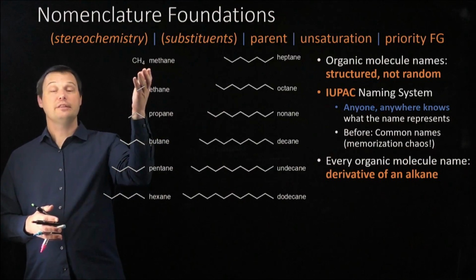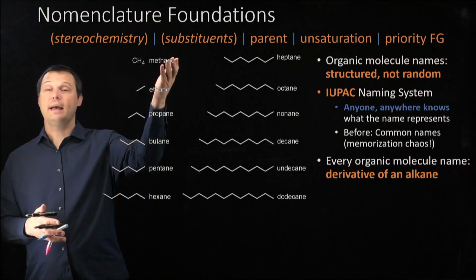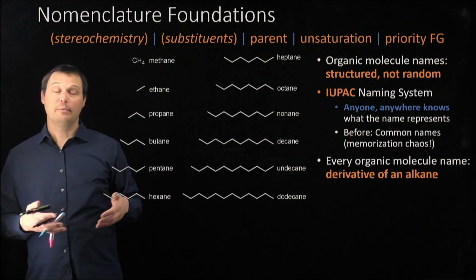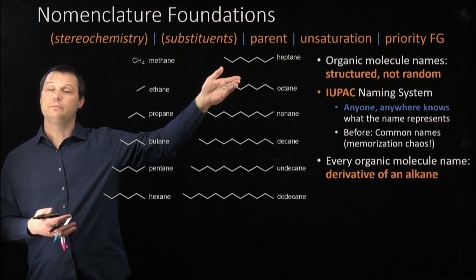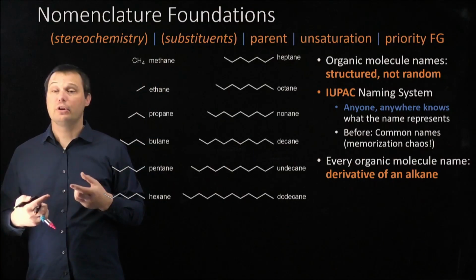The stereochemistry and the substituents are in parentheses because those are somewhat optional. Not every molecule has a branching substituent. Not every molecule has a stereochemistry label. Every molecule has a parent, an unsaturation syllable, and a priority functional group syllable. And the IUPAC name may or may not have these first 2 parts. It all depends on the structure you're trying to name.